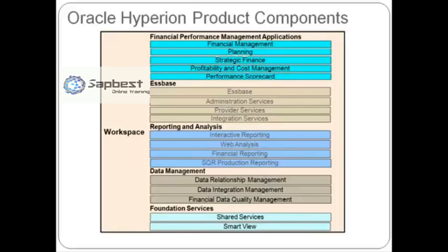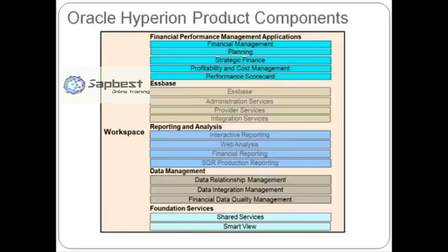Then we have a reporting analysis block, with four blocks: interactive reporting, web analysis, financial reporting, and SQL production reporting. These are utilized by the system for extra, better, or deeper reporting analysis of the data. We have to remember that any of the Hyperion applications, at the top block of performance management applications, has some basic inbuilt reporting mechanism, but it is not sufficient. In that case, we utilize interactive reporting, web analysis, financial reporting, or SQL production reporting for the reporting analysis.